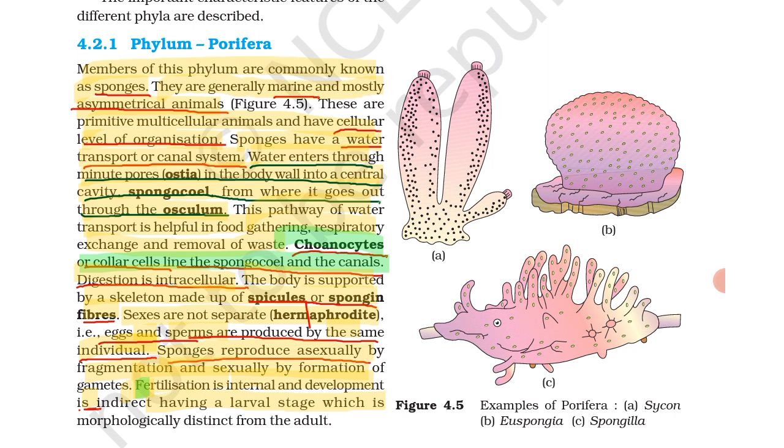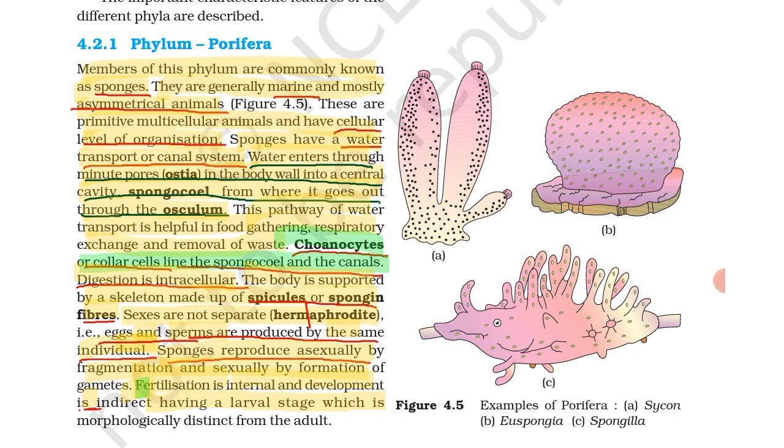Next, sexes are not separate. In sponges, sexes are not separate; they are called hermaphrodite. Both sexes are present in one organism, which is called hermaphrodite. That is, eggs and sperms are produced by the same individual. Both sex organs are present in the same body, so they are called hermaphrodite.